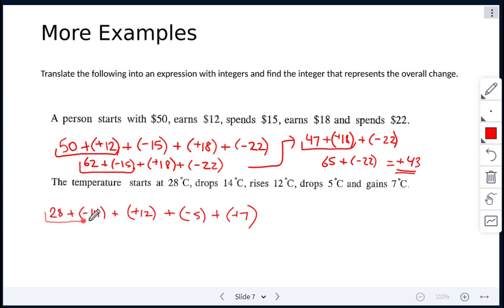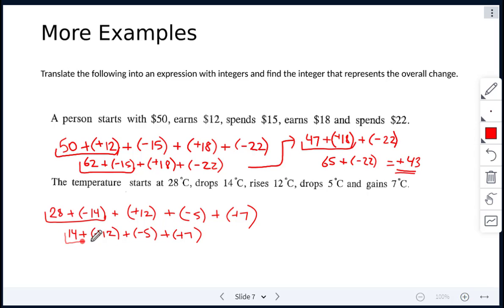All right, so we start at the very left. We have 28 plus negative 14. So we subtract and take the sign of the numerically larger number. 28 minus 14 is 14, and we're going to keep it positive because 28 is positive. So now we have 14. I'm just going to rewrite it out here. Plus positive 12 plus negative 5 plus the positive 7.